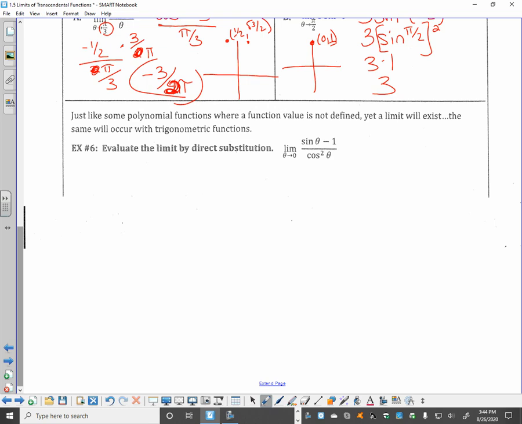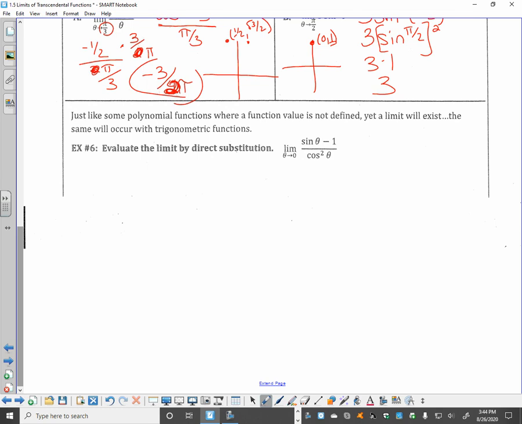Just like some polynomial functions where a function value is not defined, yet a limit exists, the same will occur with trig functions. Okay, I'm going to say that again. Make sure your brain wraps around that. Just like some polynomial functions where a function value is not defined, but the limit at that place exists, the same will occur with trig functions.